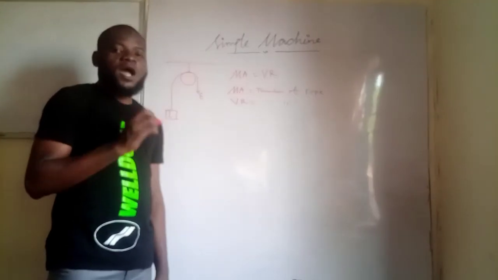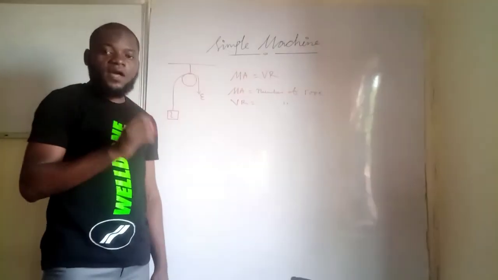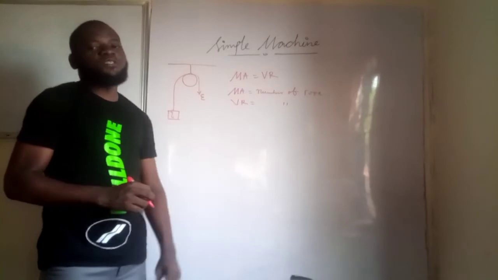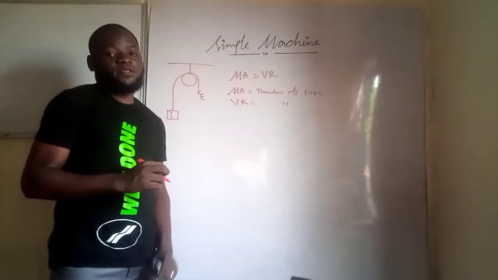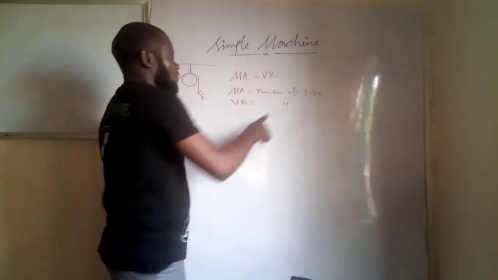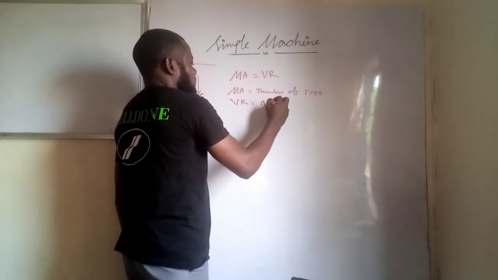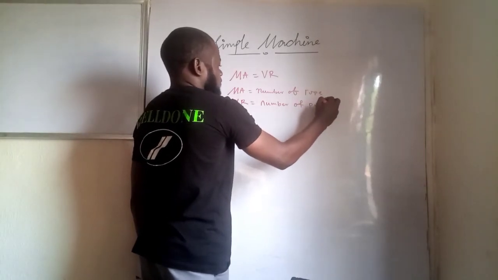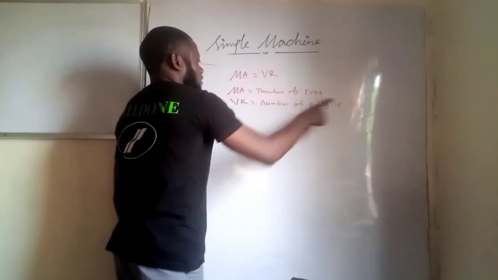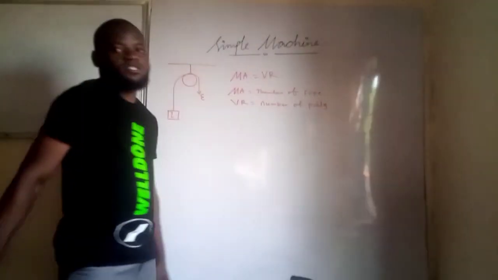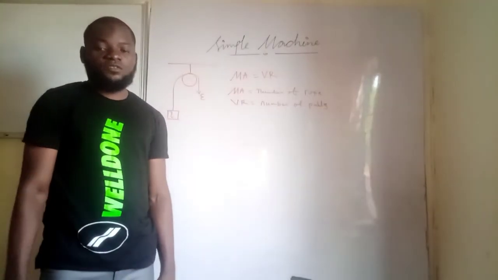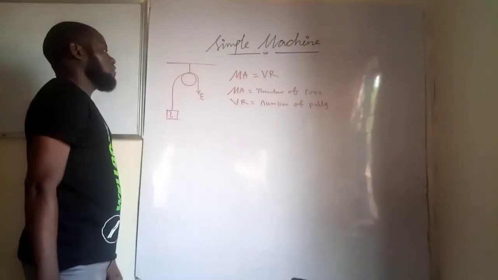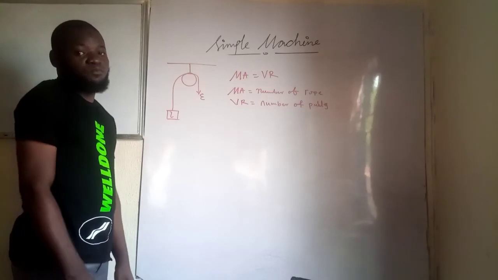But whenever you have a fixed pulley, the number of pulley is going to give you the value for your velocity ratio. For a fixed pulley, the velocity ratio is equal to the number of pulley. Do you understand that now? Cool. This is about a fixed pulley.